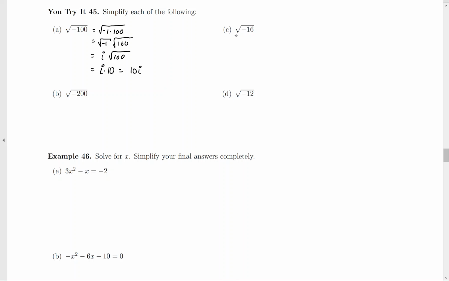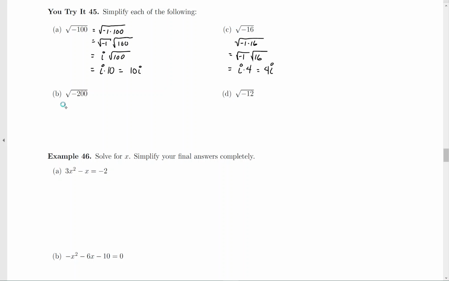Similarly, for letter C, the square root of negative 16. That's the square root of negative 1 times 16. The square root of negative 1 times the square root of 16 is i, and the square root of 16 is 4. i times 4, or 4i.